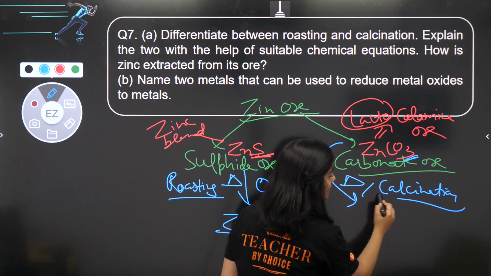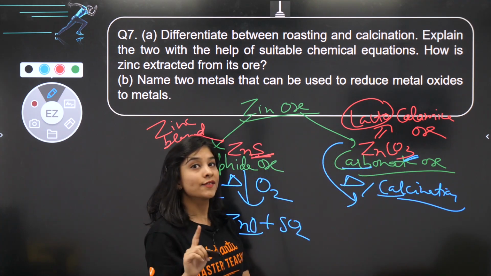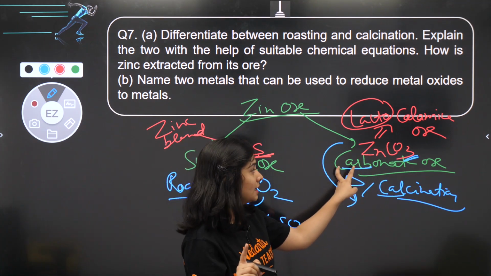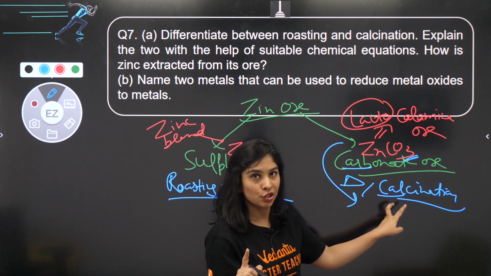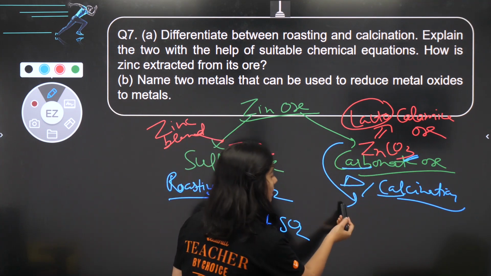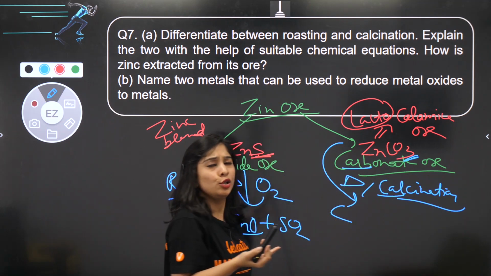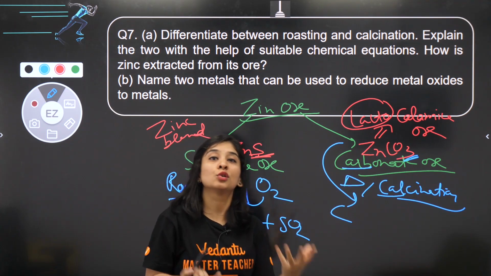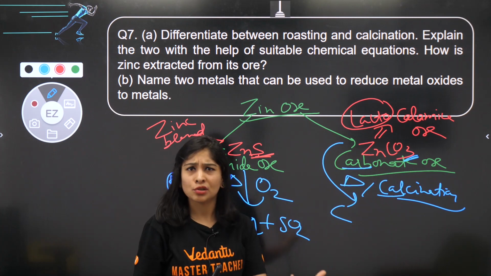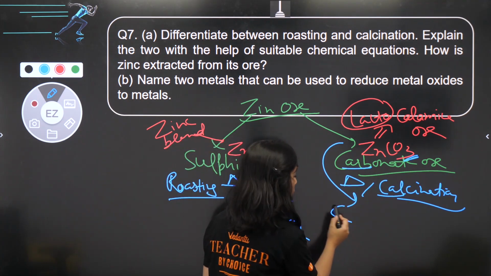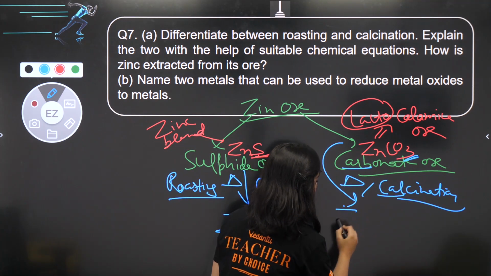Calcination is what? How? Remember, I have seen so many students getting confused: calcium carbonate or calcination. Just heating it in a not so sufficient supply of air, or absence of air. You can write it either way. So you will get here your zinc oxide.